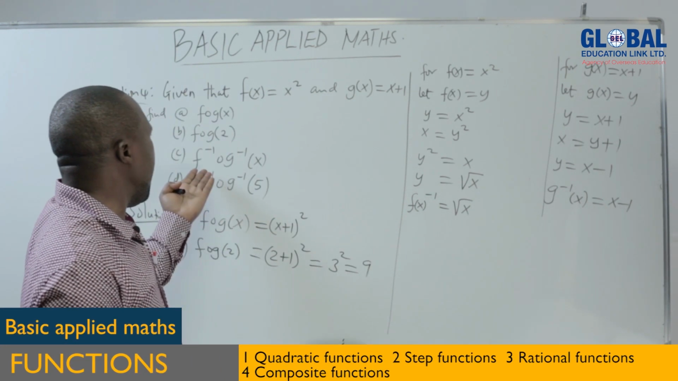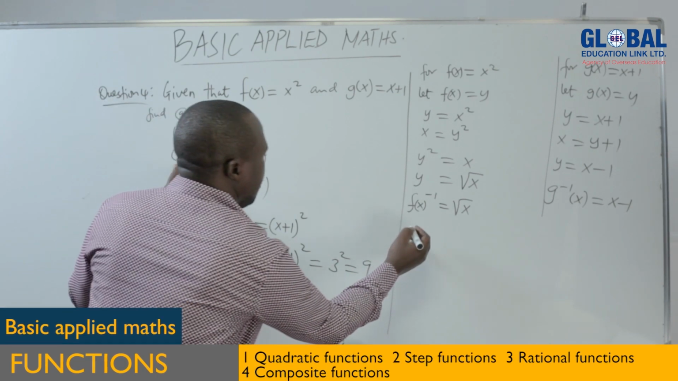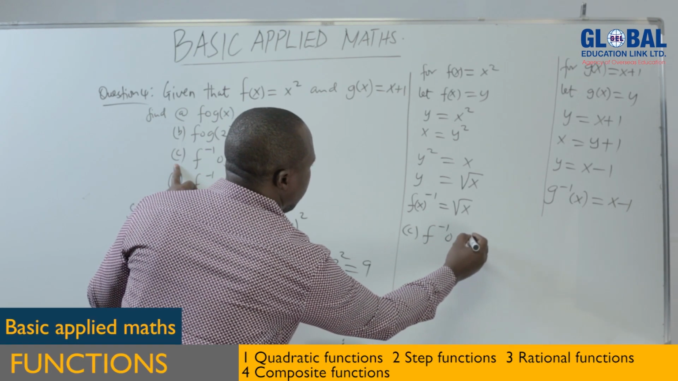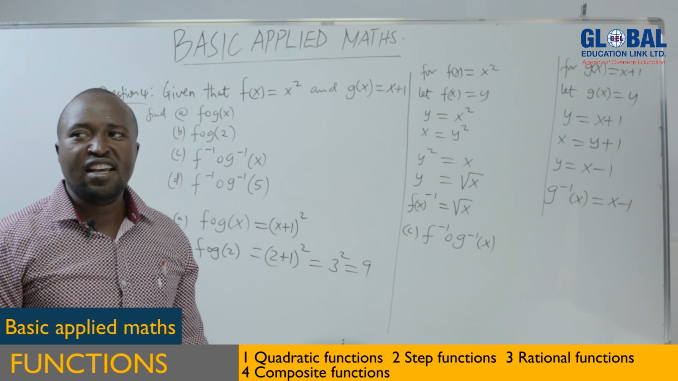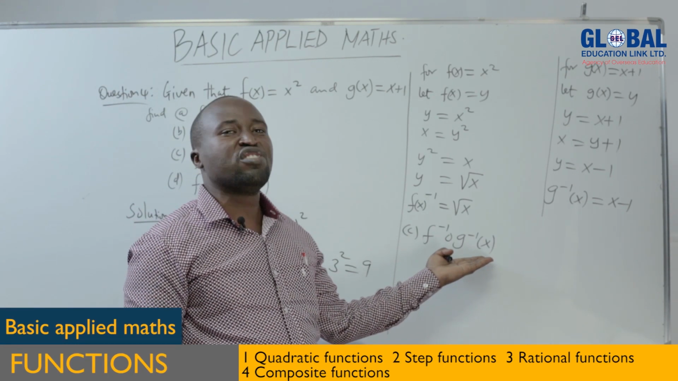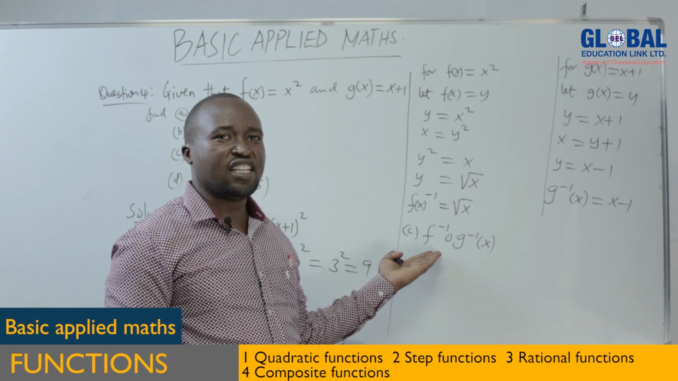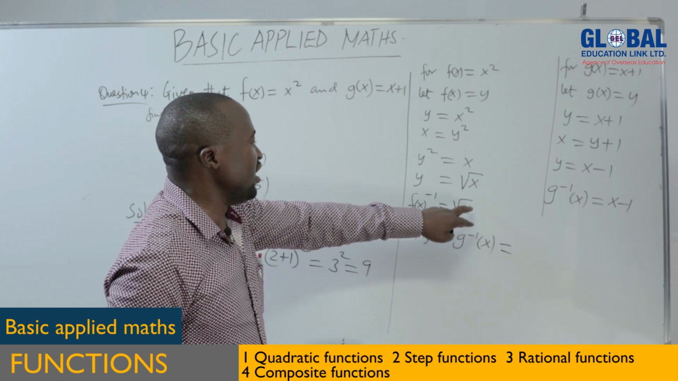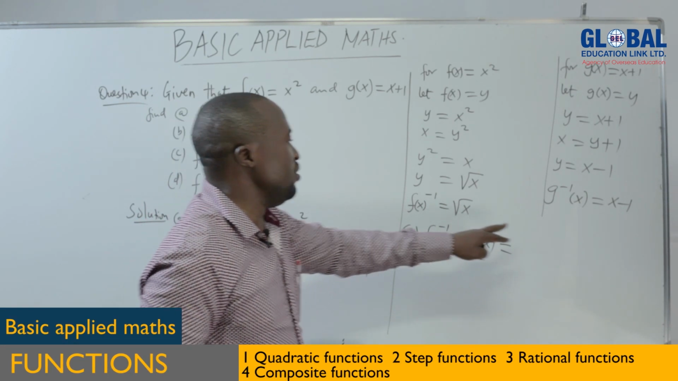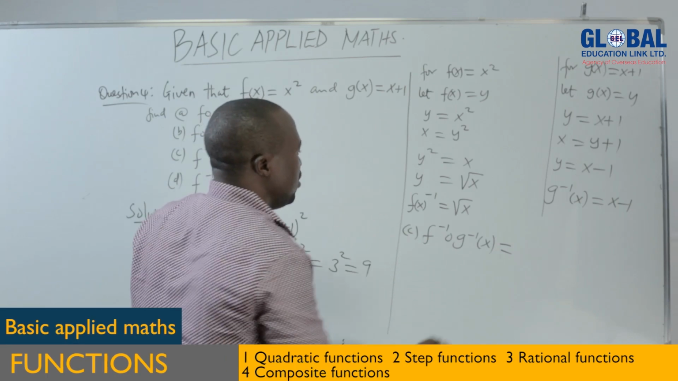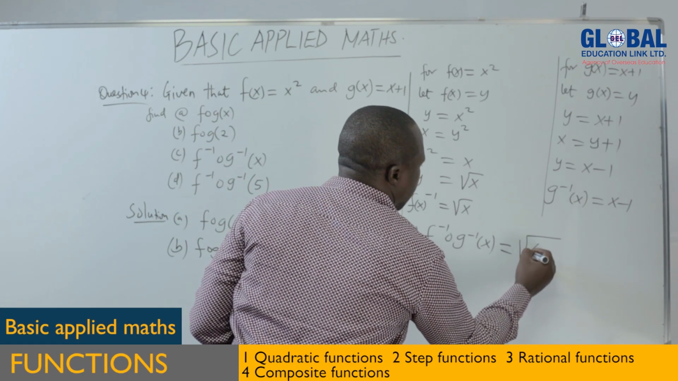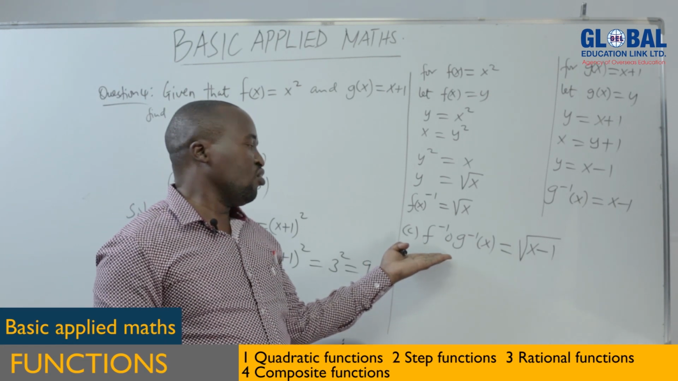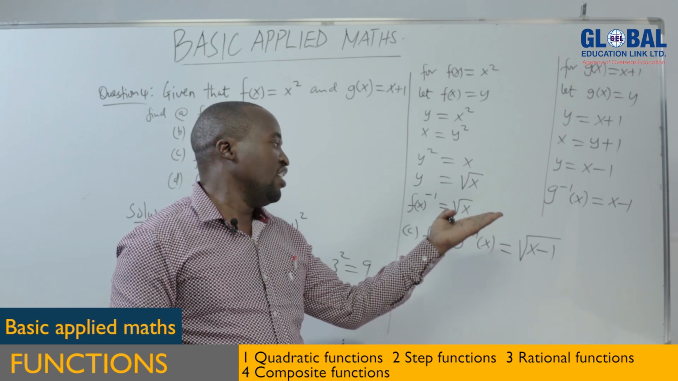Now we are in the position to find C. C said f inverse of g inverse of x. That means we substitute g inverse of x into function f inverse of x, so the variable x will be displaced by x minus 1. So we have the square root of x minus 1. Now my dear student, this is what we call f inverse of g inverse of x.